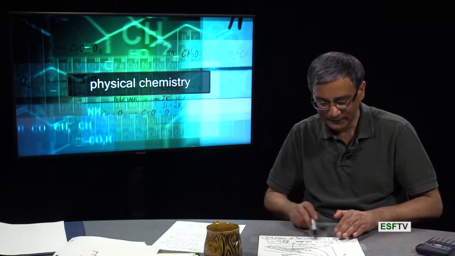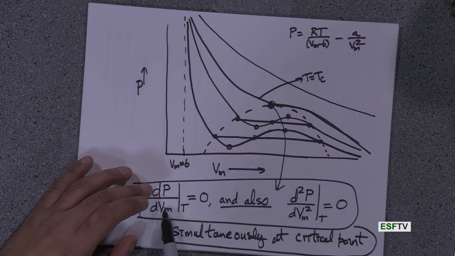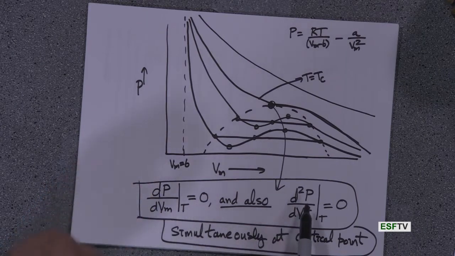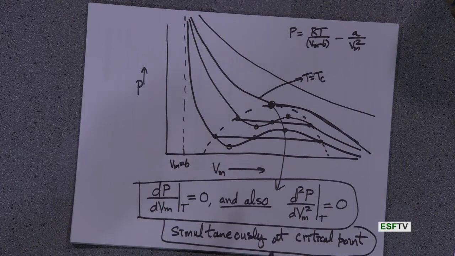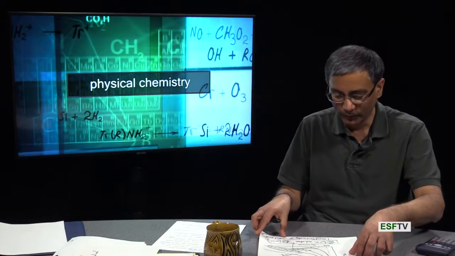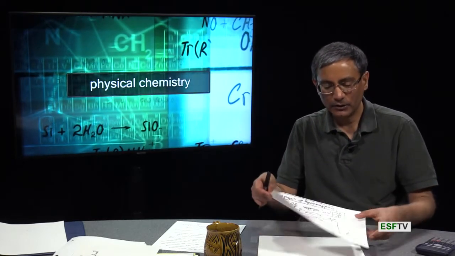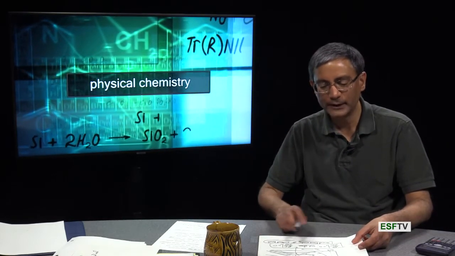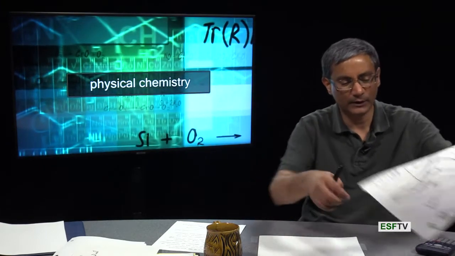Other than that, this business that the slope of the pressure on molar volume at fixed temperature is 0, as well as the second derivative of the pressure on molar volume at fixed temperature are 0 simultaneously, that defines the critical point. That is a universal thing. Okay. With that said, let's look at what we can do with these relations, where this takes us for the van der Waals equation of state.